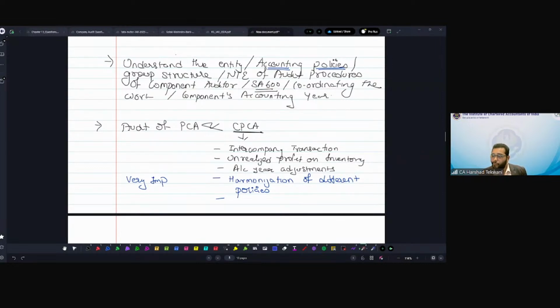Anyone? Related to this and required to be considered for CFS other than the accounting year adjustments. This I have already taken. Come on, guys. Very important point.